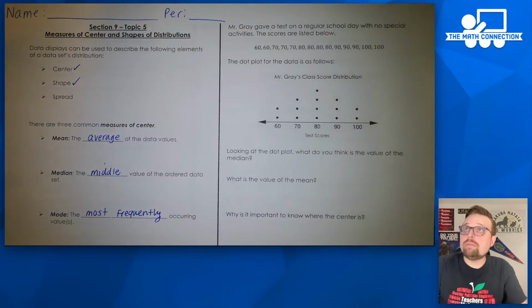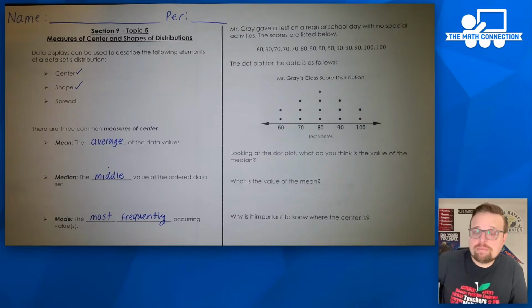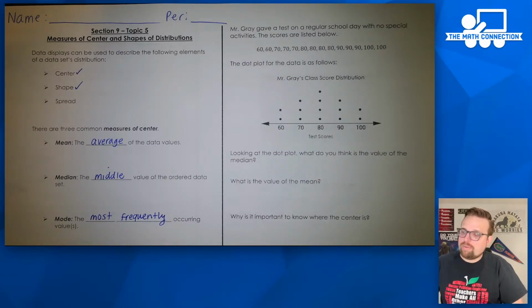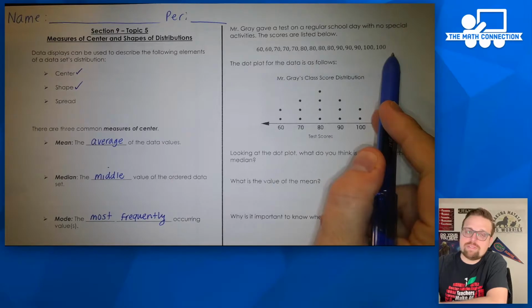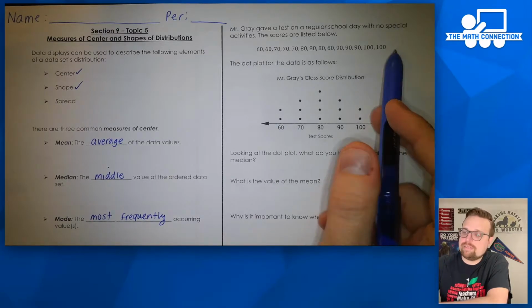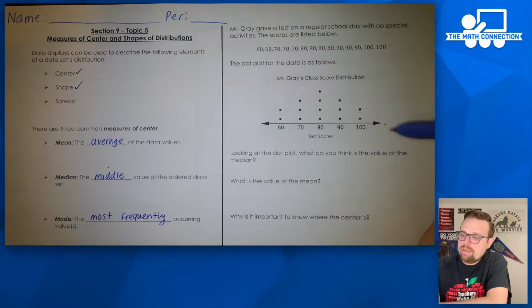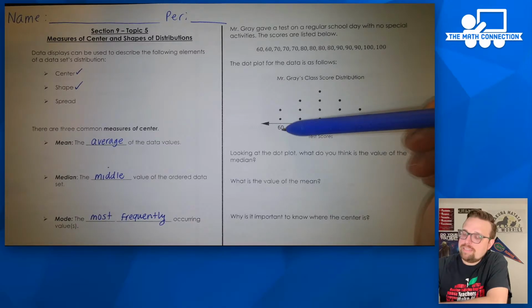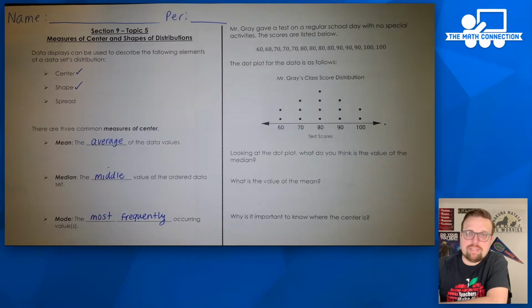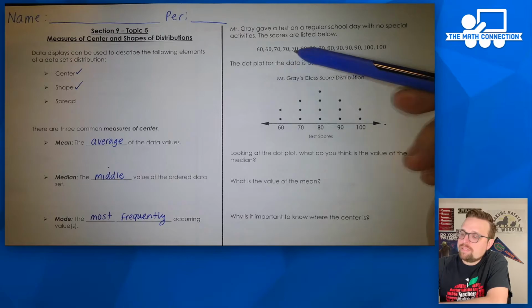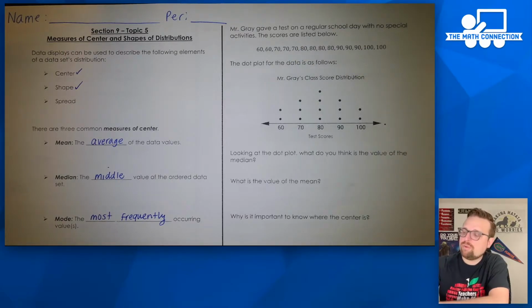Okay, so let's go ahead and jump right into an example. Mr. Gray gave a test on a regular school day with no special activities. The scores are listed below. So here is the data set right up here of the scores that those students got on that test. The dot plot for this data is as follows. So they made a dot plot of the distribution of the scores. If you notice, there's 2 dots for 60 because there were 2 students who scored a 60. That's just a little refresher for you on dot plots. 3 dots for 70 because we had 3 of those in our data set, and so on and so forth.